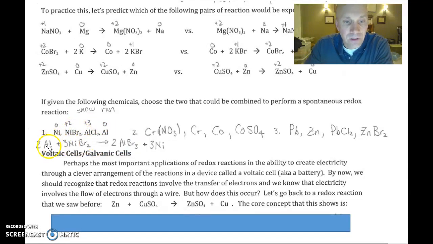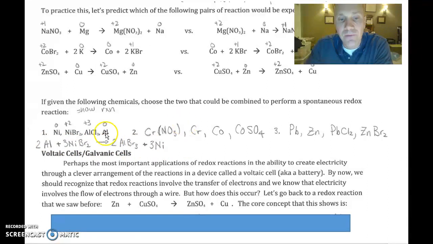All right, so we've got aluminum and we've got nickel bromide, and if we want to predict the products, this is going to be a single replacement. So the aluminum, once it's in its charged form, is going to have bromide as its negative ion. And if we balance everything out, this is the balanced reaction that we would get.